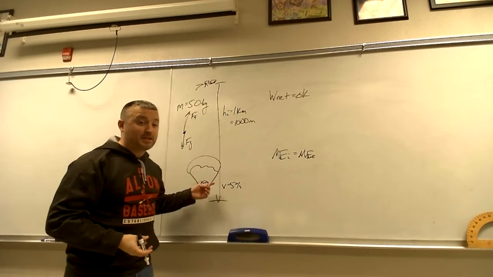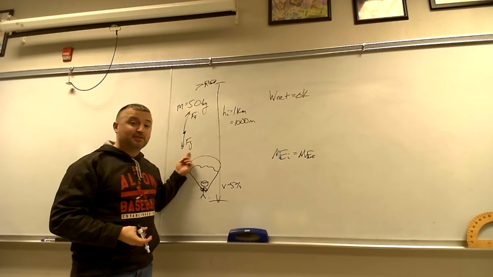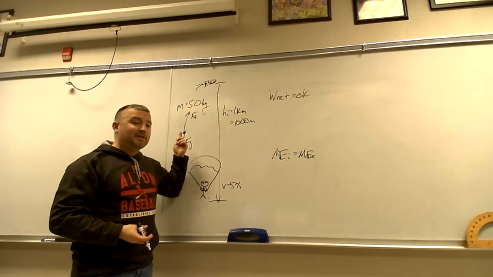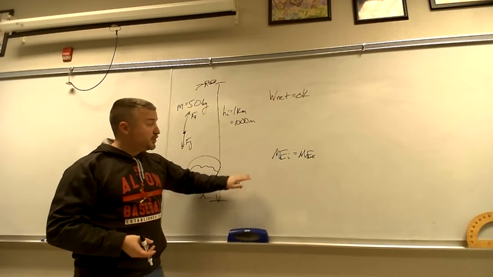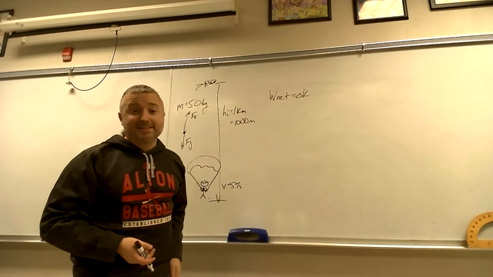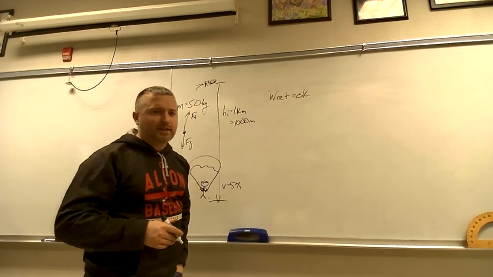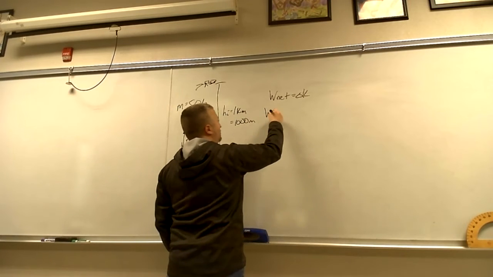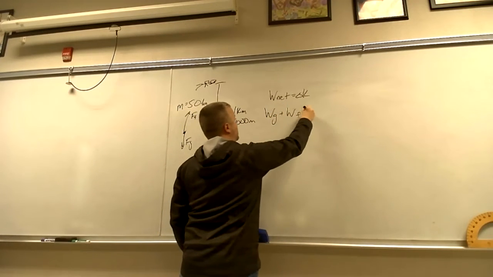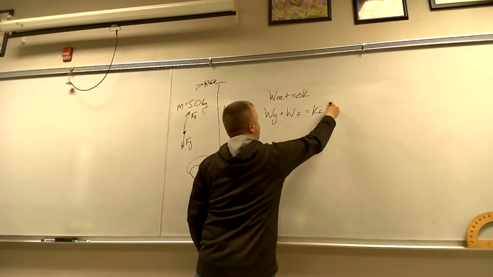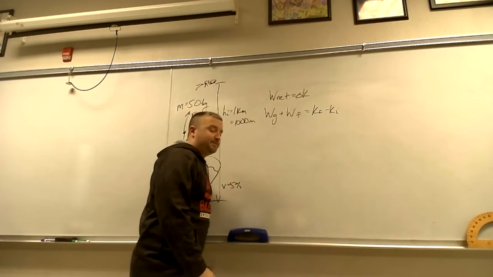In this case, we can see that as the person is moving down, positive work is going to be done by gravity, but negative work is going to be done by friction, which means that guy's out. Now we do the work net kinetic energy theorem. This is going to be work of gravity plus work of friction equals kinetic energy final minus kinetic energy initial.